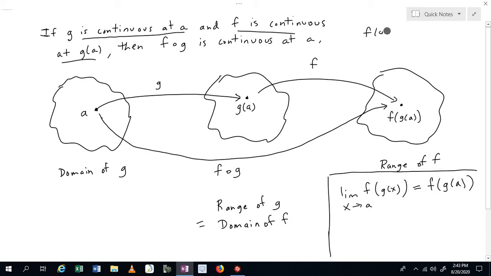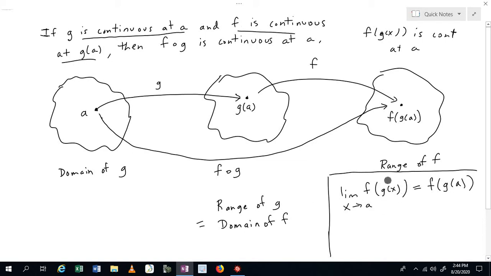If f composed with g of x is continuous at a, which would be true as long as you satisfy both of these conditions, then by the definition of continuity, this limit as x approaches a is the same as f evaluated at g(a). That's the very definition of continuity. And so the nice result of this is I can actually use direct substitution to evaluate the limit of a composition of two functions, as long as I satisfy these two conditions, right? g needs to be continuous at a, and f needs to be continuous at g(a).